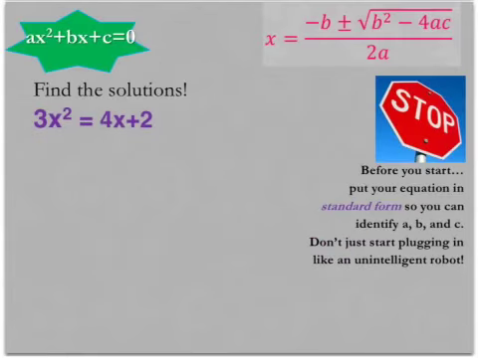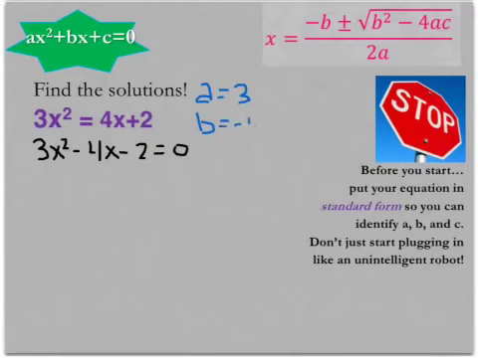Alright, so here we go. We're going to find the solutions. So the first thing I need to do is make sure that this is in standard form. So I need to go ahead and move everything to the left-hand side. Okay, now you can go ahead and double check. This is not factorable. There's no way for me to arrange the factors of 3 or 2 so they will add or subtract to give me 4. So I'm going to go ahead and list all of them: a is 3, b is -4, c is -2.